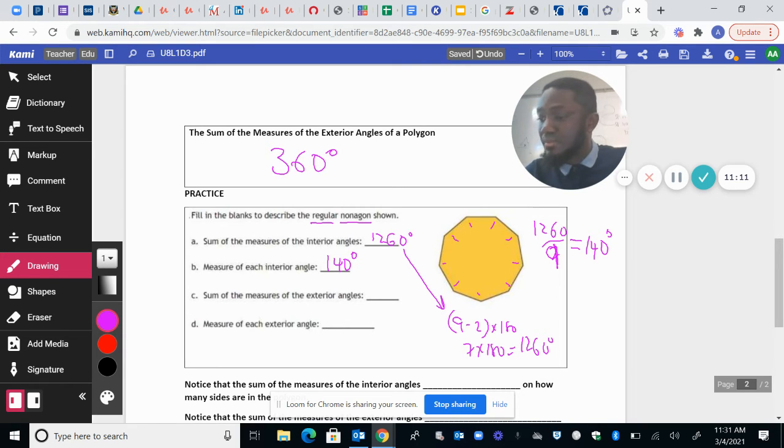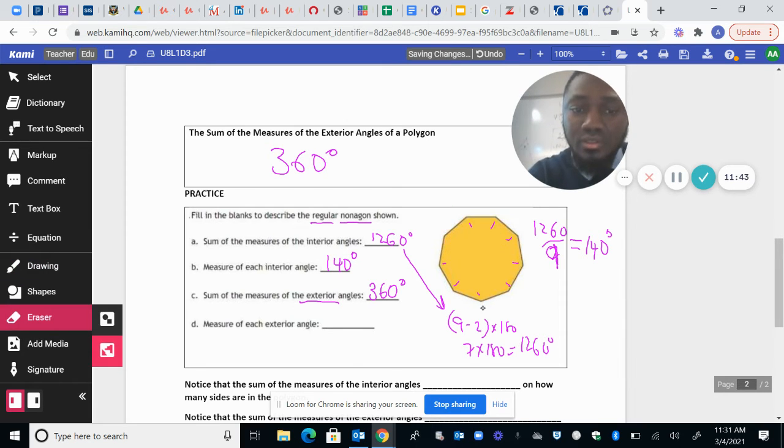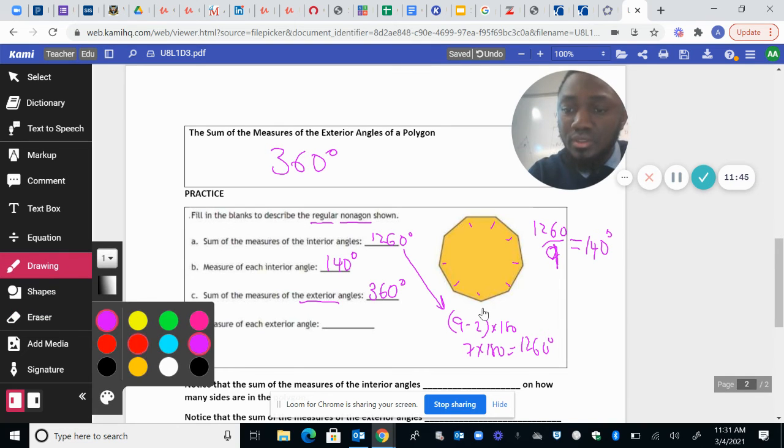So the next thing says sum of measure of exterior angles. We know the sum of exterior angles is always 360 according to the definition above, and for the measure of each exterior angle, since it's a regular polygon, each exterior angle is going to be the same. We first take one angle here. We know the interior is 140.